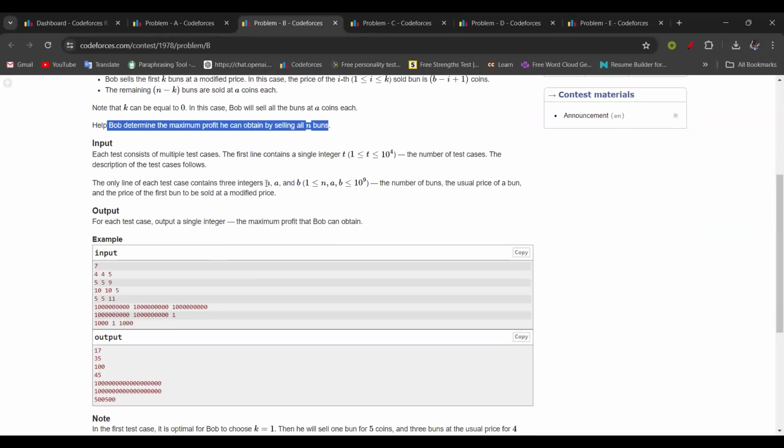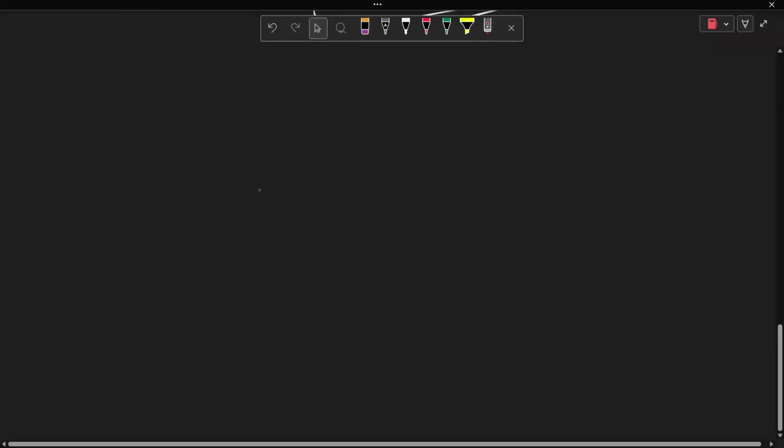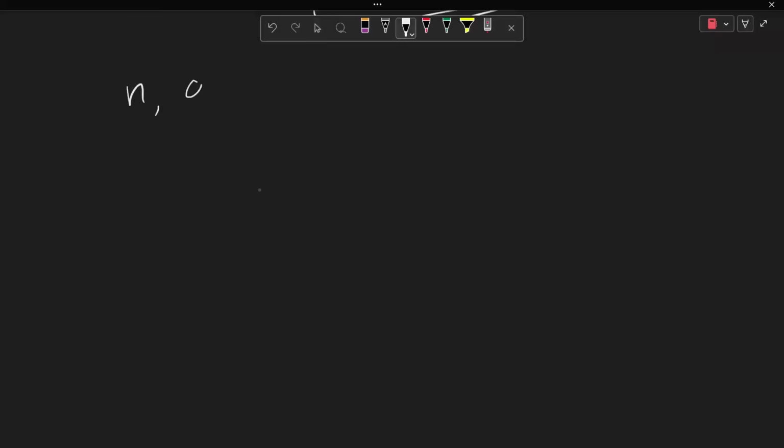Okay, so now we are given N, A, and B. These three things we are given, and we are not given K. So we have to take a K by ourselves such that the final profit he would get is maximized. Okay, so let's understand what it's trying to say. We are given three integers, N, A, and B. We have to choose a K such that our profit is maximized.